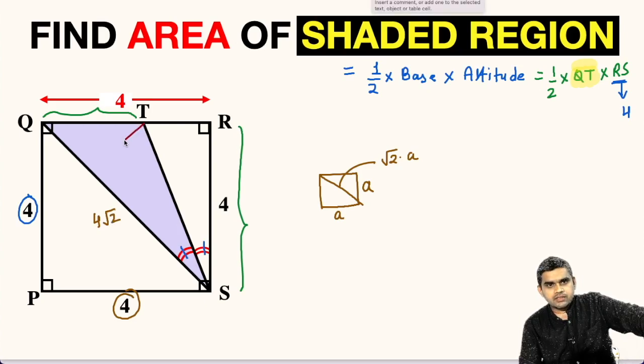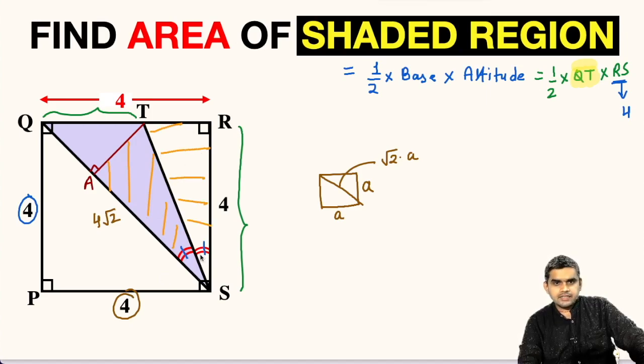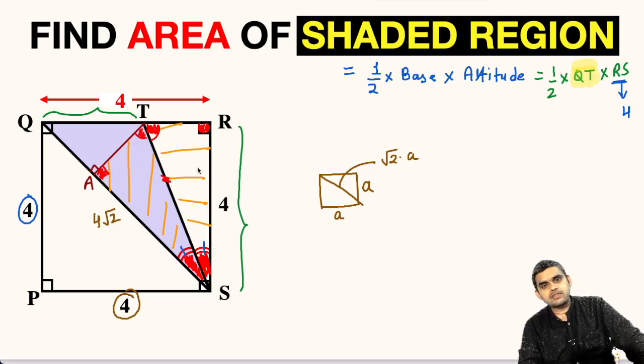Now let us do one construction here. We will drop a perpendicular here. Let this point be A and this is the perpendicular. Now let's focus on these two triangles. This is the first triangle and this is the second triangle. It is given that this angle is equal to this angle and angle R is 90. By construction we have drawn this angle as 90, so the third angle in both the triangles will also be equal. Also we have this as a common side between these two triangles.